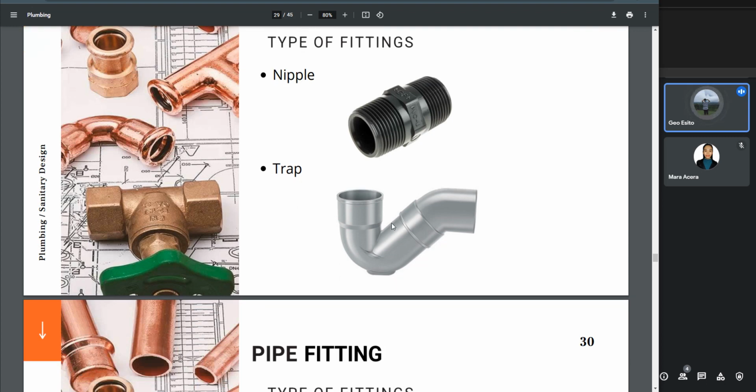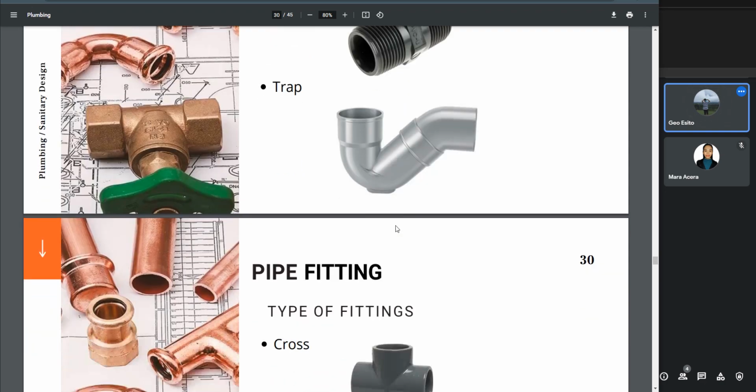Next is the trap. It is a fitting in a P, U, S, or J shape. Traps are fitted near a plumbing fixture. The trap bend is fitted to prevent sewer gases from entering the building. If the gases are let back into the home, people could inhale the foul smell, which could cause illnesses, and it could even explode.